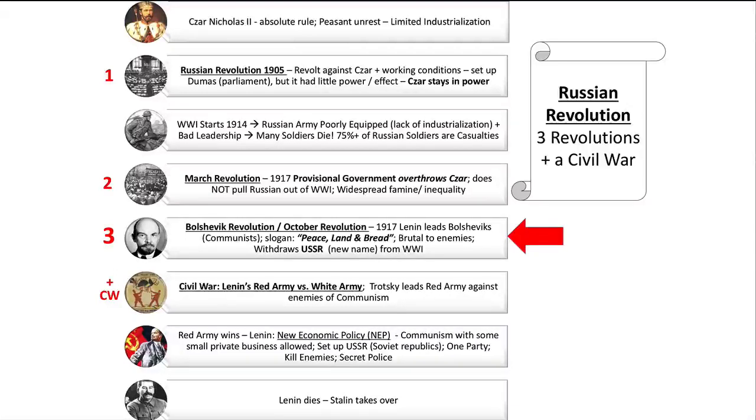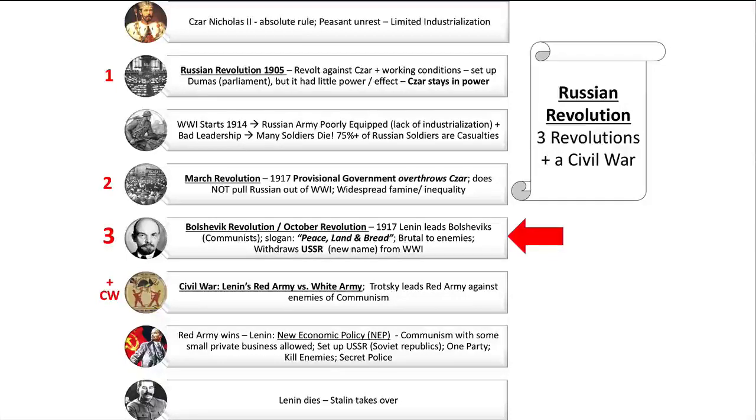Add to that the rate at which Russian soldiers are dying. 75% of the Russian soldiers end up as casualties, all right? So that means for every 4 soldiers who get called up for war, 3 of them are going to end up to be casualties. They're either going to be dead or injured or something from this war.